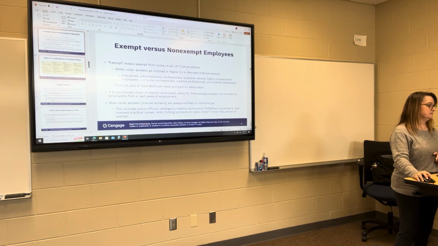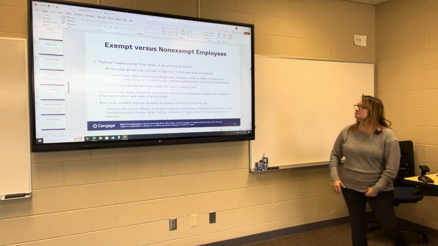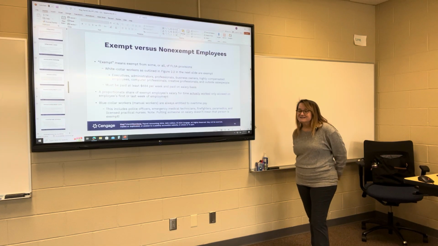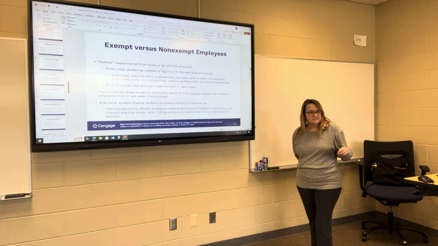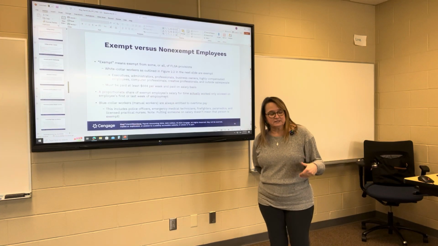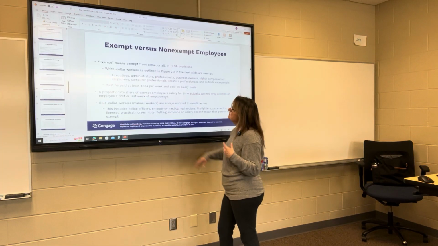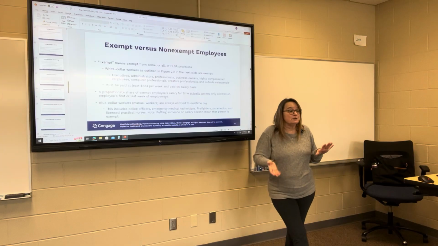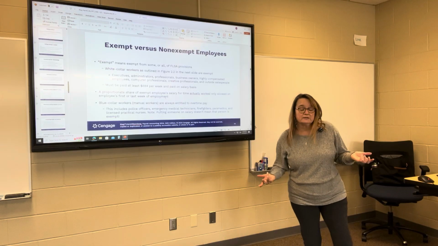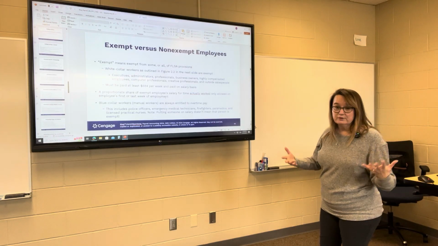So let's talk first about these exempt and non-exempt employees and what exactly we mean here. Exempt means that they are exempt from some or all of the FLSA provisions. A lot of times we call these white collar workers, and we sort of equate it with salaried individuals, but that's not exclusive because there are non-exempt workers that are salaried as well. But exempt employees don't have to get paid $7.25 an hour for minimum wage, and if they work over 40 hours in a week, they don't have to be paid that overtime rate, time and a half for those hours.